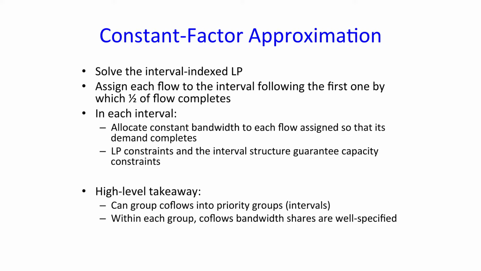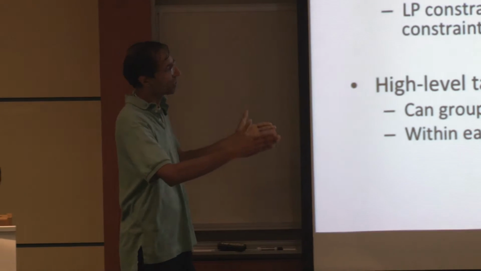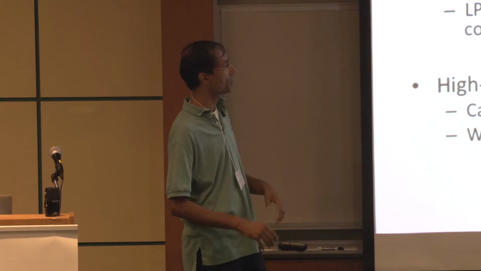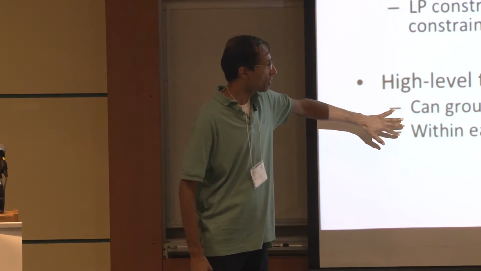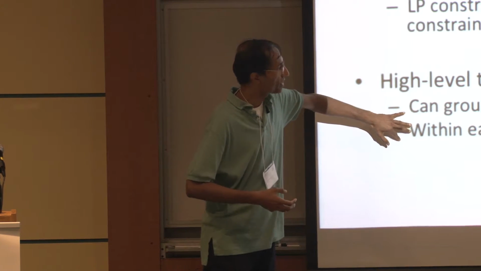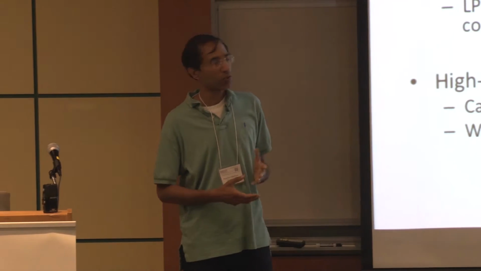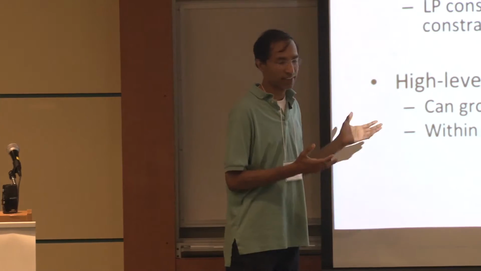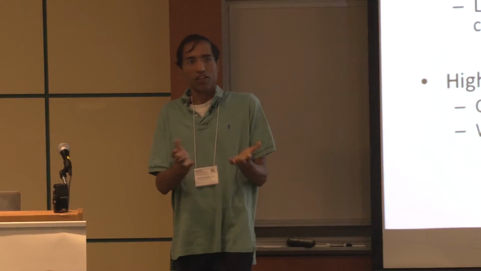But once we come to within an interval, we are sharing the bandwidth in such a way that the coflows complete within those intervals. So within each group, the coflows' bandwidth shares are well specified because we want to complete them within a certain period of time, and we can achieve that. But of course, the way we get these priorities is by solving the LP. We don't know of any good heuristic at this point for extracting priority some other way than the way we are doing it.